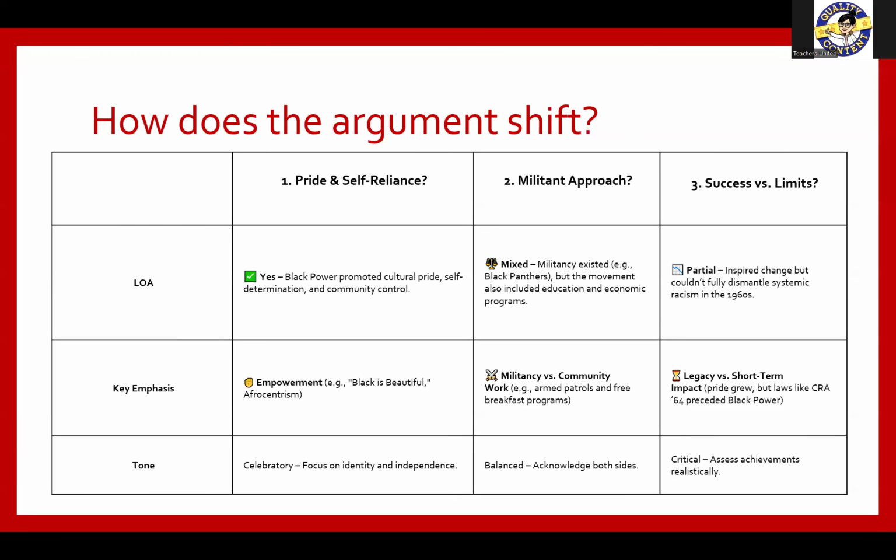When I go to the militant approach one and I look at the key emphasis, I need to make a distinction between the armed patrols and the free breakfast program. So the actual militant things that they are doing, like carrying weapons, policing the police, Black Panthers with their black uniforms and things like that. And then the community work being kind of separate from that, being the free breakfast program to help people in the community. And then the key emphasis with the success versus limits argument is going to be what was their long-term impacts and their short-term impacts.